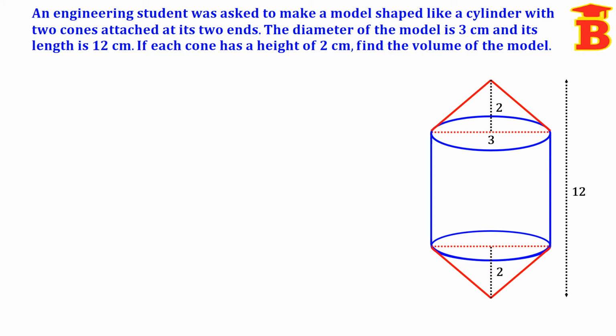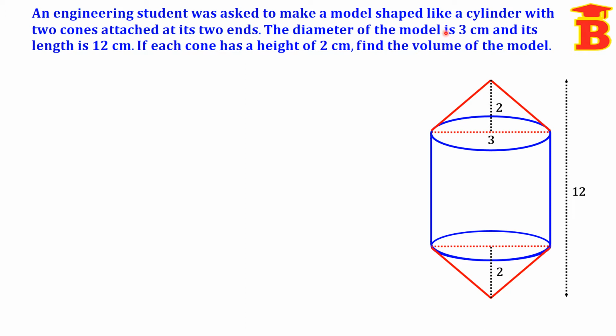This is the diagram for the given problem. Here this blue color is the cylinder and this red color is the cone. Here it is given that the model is a cylinder with two cones at its two ends. So here we have two cones at the two ends of this cylinder.